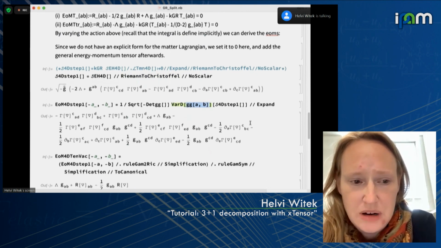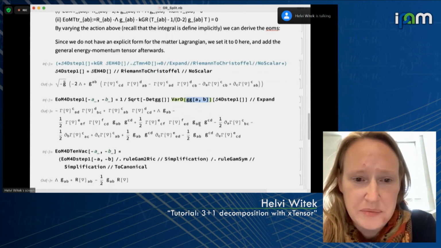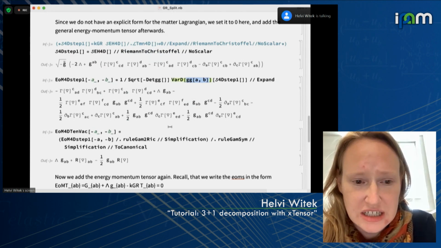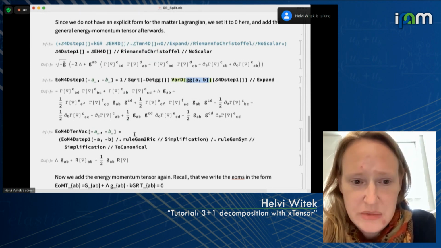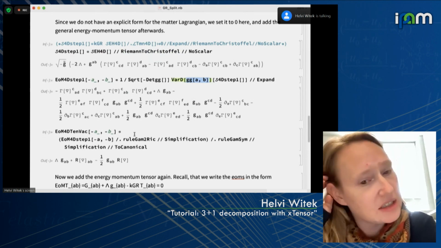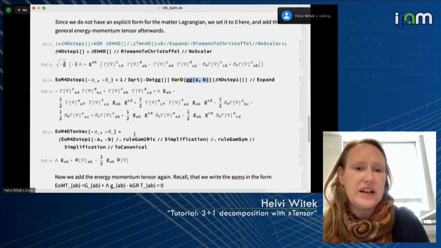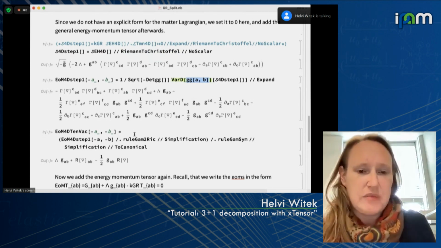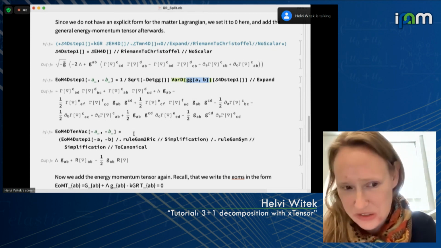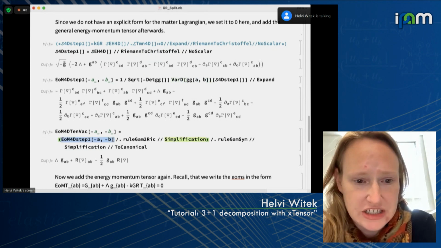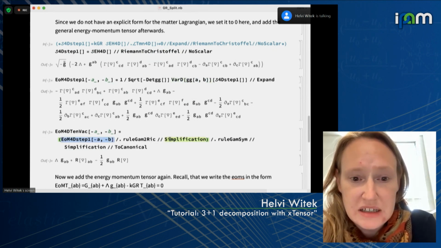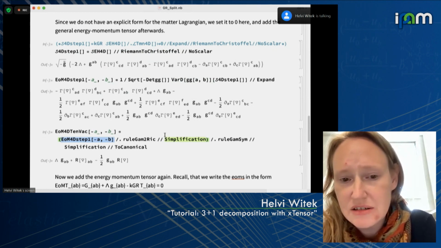And now I need to get back from the expression in terms of Christoffels to an expression in terms of the Ricci tensor. And I defined a command to do this myself. I think newer versions of xTensor or xAct may actually have a new command to do this. So this is what I just derived. I'm applying the rule that I've defined myself.